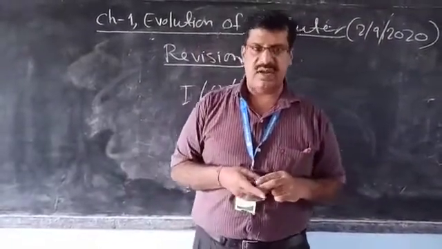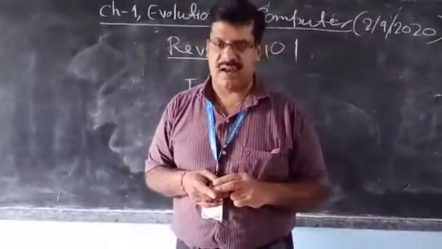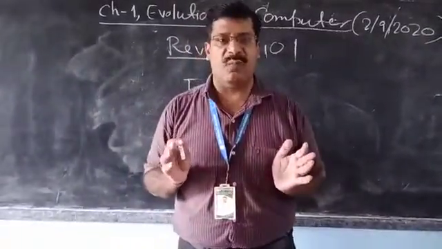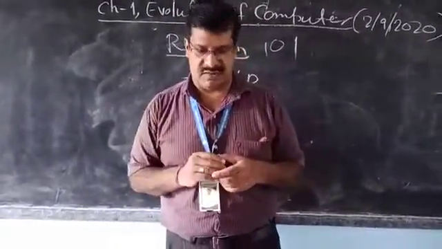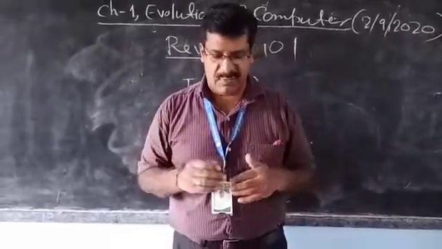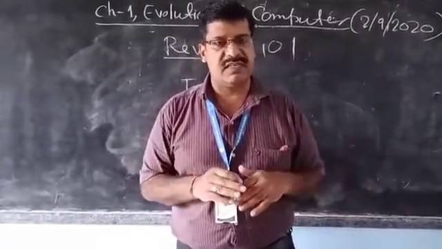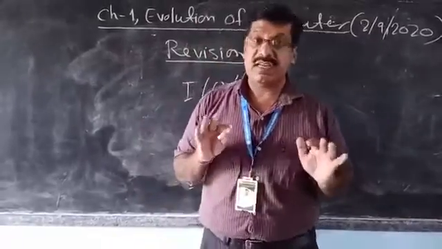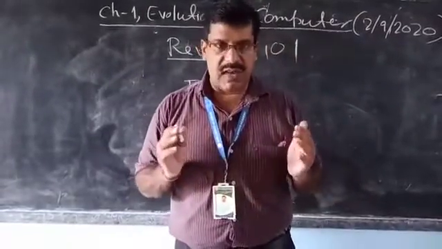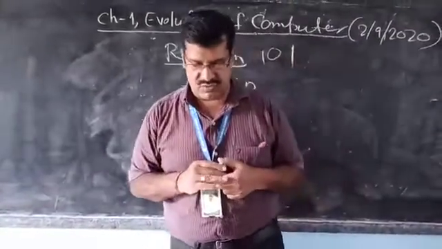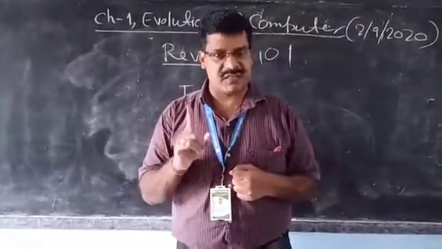The second generation computer started in 1954 till 1959. And what was the main component? The main component was the transistor. Size was comparatively smaller than the first generation and speed was increased. What was the language used? Operating system was used. Operating system is a system software.